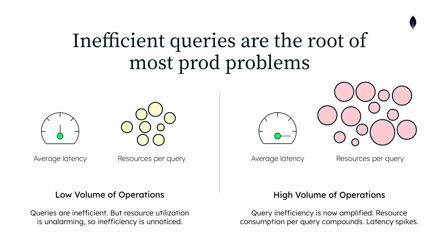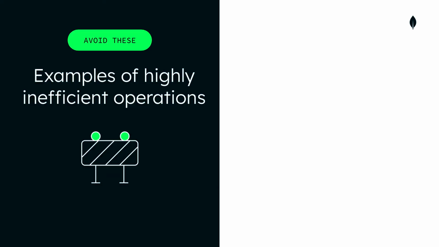But it's when the workload actually scales up, right? We have some event that leads to a lot of operations, and that inefficiency becomes amplified. The resource consumption per query scales up non-linearly, and for your customers, that leads to latency spikes. So really, if you can do anything, keep an eye out for the efficiency of your operations.